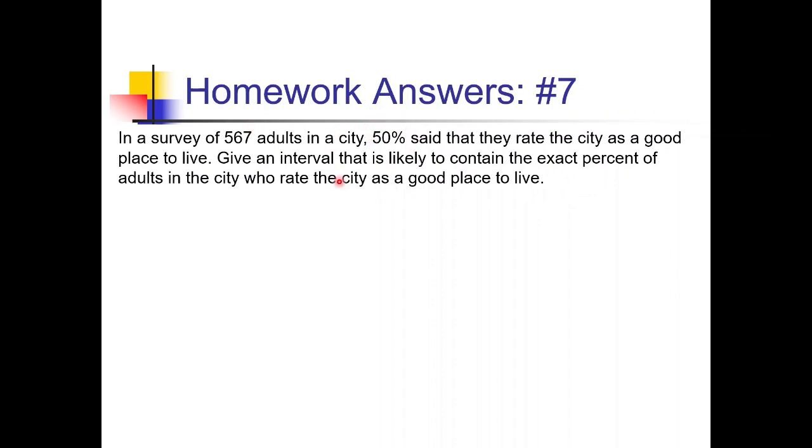Now to get the margin of error, since they've just given us the sample size and not the standard deviation or anything like that, we're just going to use our approximation formula, which is going to be 1 divided by the square root of n. So our margin of error is plus or minus 1 over radical n. In this case, that's plus or minus 1 over the square root of 567.